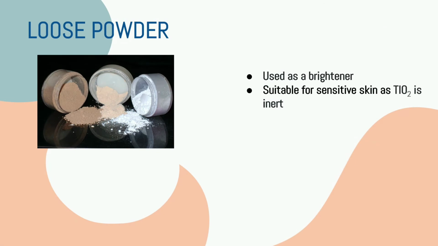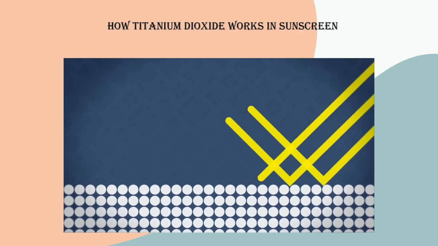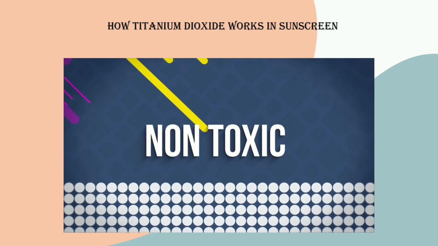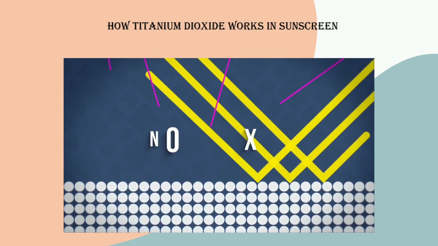Sunscreens that have titanium dioxide offer excellent UV protection for skin. This is the last example, which is loose powder. Titanium dioxide in loose powder is used as a brightener, and it is also suitable for sensitive skin as it is inert, so it doesn't react with other chemical ingredients. It reflects visible light, scatters and absorbs ultraviolet light, is non-toxic, and doesn't react with other chemicals.